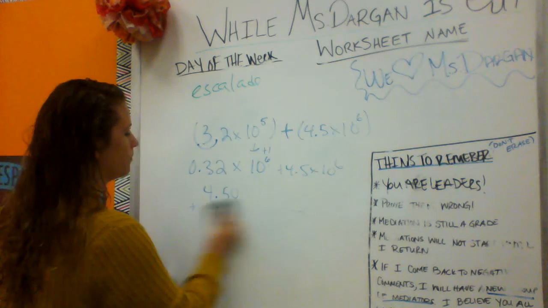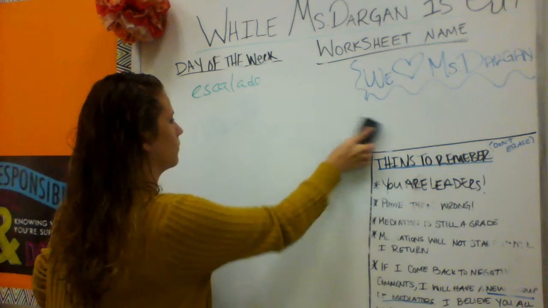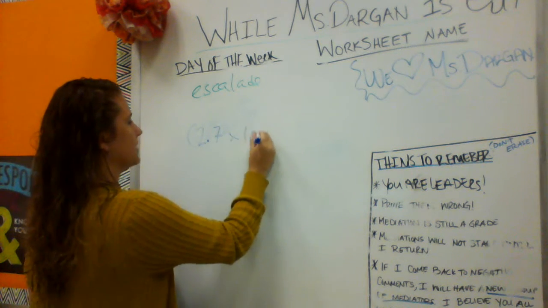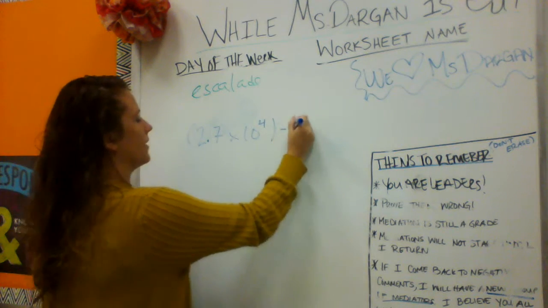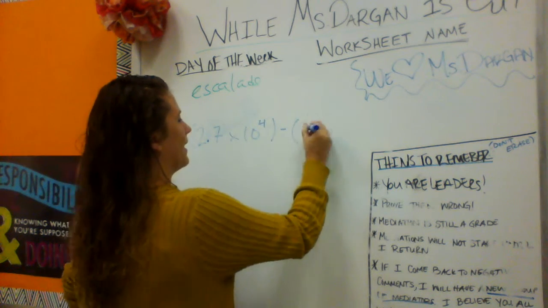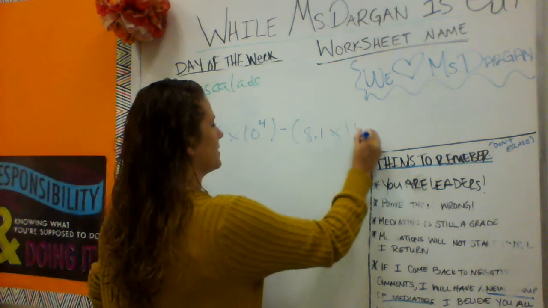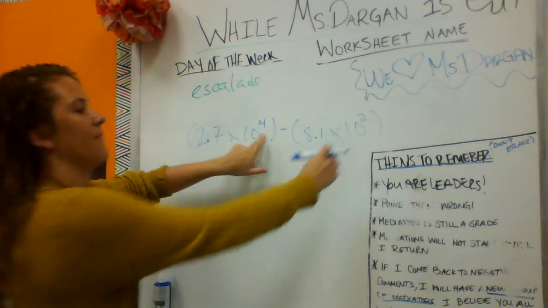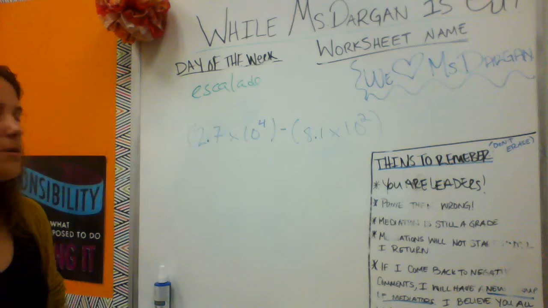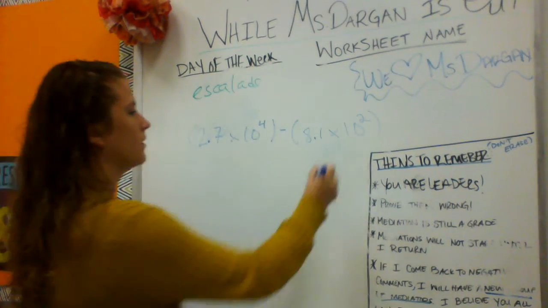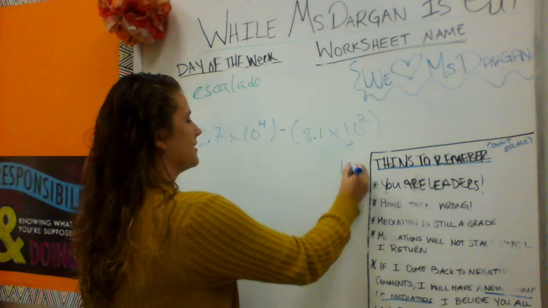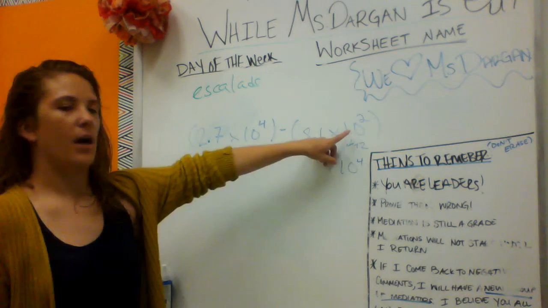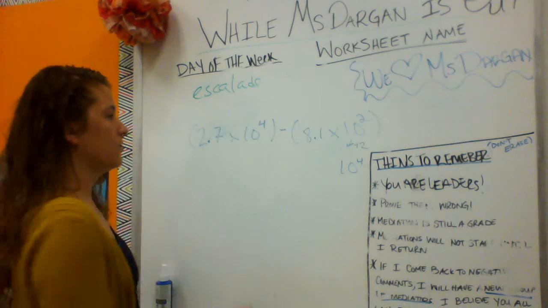We'll do one last problem. Two and 7/10 times 10 to the 4th power minus 1 and 8 and 1/10 times 10 to the 2nd power. I am subtracting, so I know that my exponents have to be the same. They're not the same, so I want to take the smaller exponent and make it larger. I want to make 10 to the second into 10 to the fourth, and I do that by going up 2 place values. If I went up 2 place values, this decimal needs to go back 2 place values.